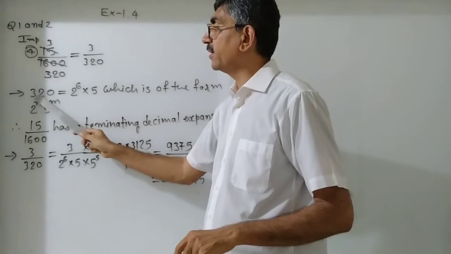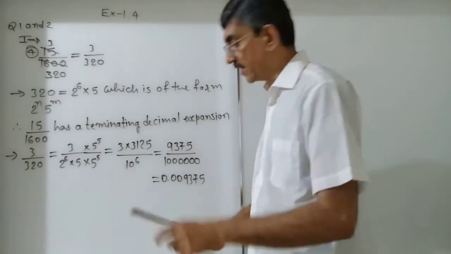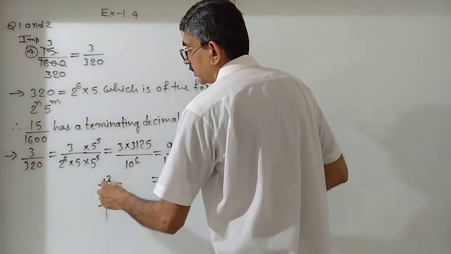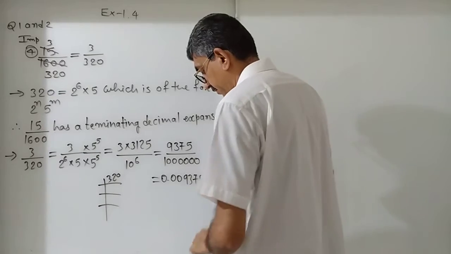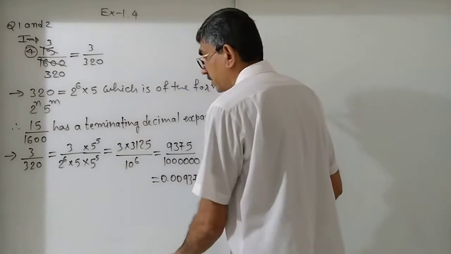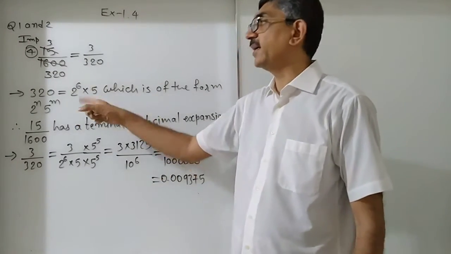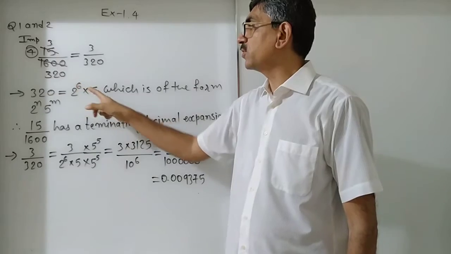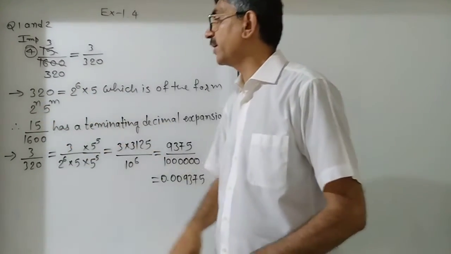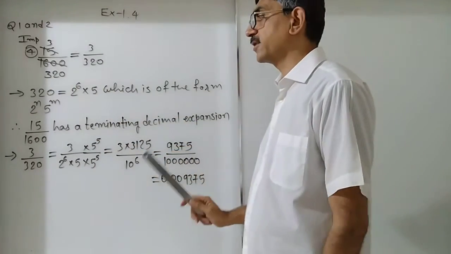Now pick up the denominator 320. Now factorize. 320 we can factorize by the vertical method like this. Okay. You know how to factorize. And then write the factors in power form. Here 32 is 2 raised to 5, and 10 is 2 times 5. So 2 raised to 6, 5, which is of the form 2 raised to n, 5 raised to m. So this number, meaning the original, has a terminating decimal expansion.